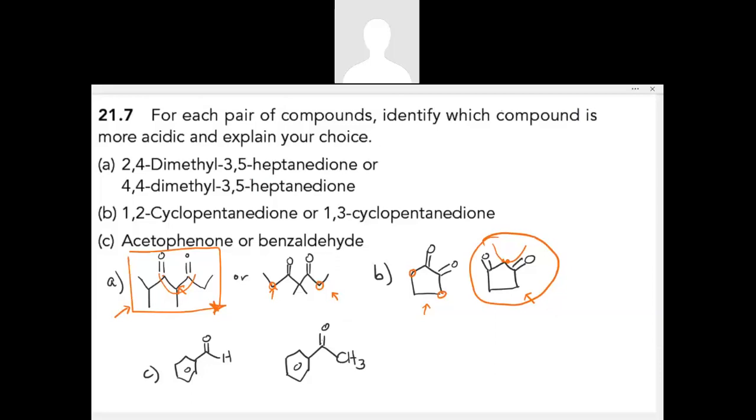For compound C, we're going to compare here an aldehyde, and then over here we have our acetophenone. Notice that this is an aldehyde, and we do not have the acidic proton like we have with this ketone over here. We have our alpha protons here, which will be acidic, and we could form a resonance stabilized conjugate base after deprotonation. So for those reasons, acetophenone would be our more acidic compound.